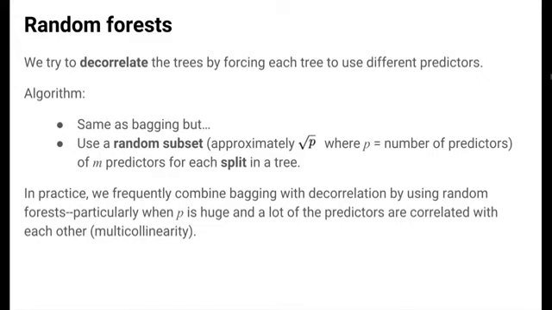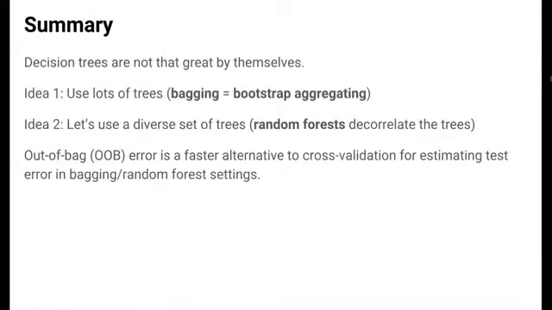So in practice, we very frequently combine bagging with tree decorrelation by using random forests. This ends up working particularly well when P is huge and a lot of the predictors are correlated with each other. So in summary, decision trees aren't that great by themselves, but we've seen in this video two ideas that can make them a lot better.